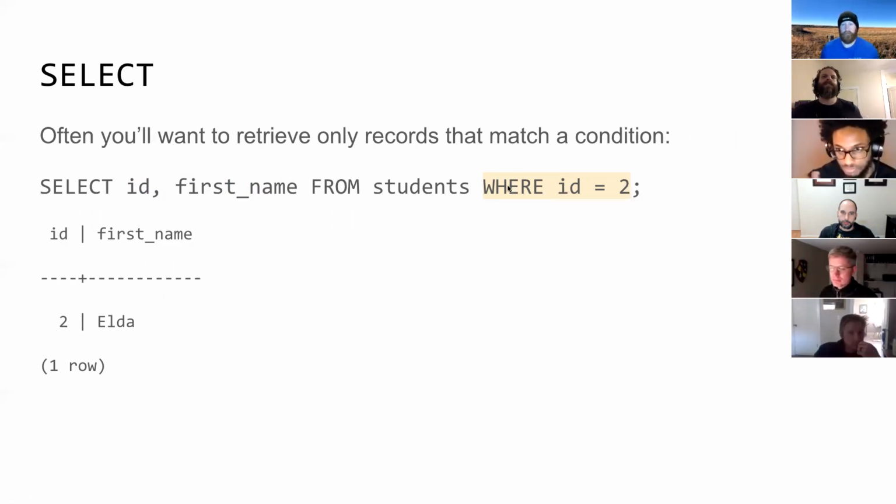So you can make this query more restrictive by adding a where clause. So this is basically like a conditional. So where ID equals 2. So only rows where the ID is 2.